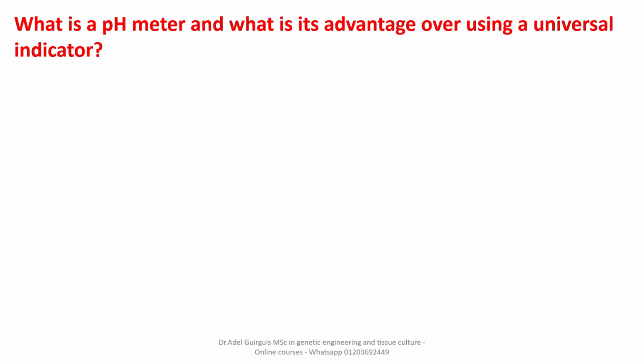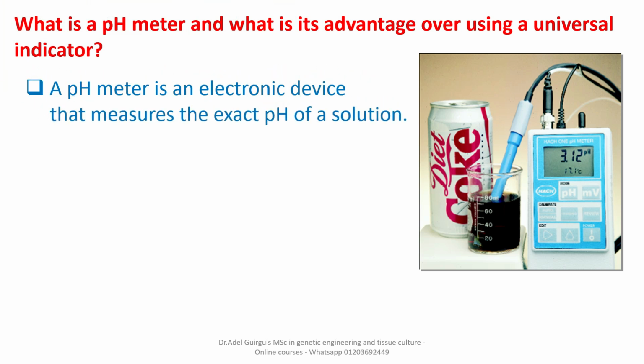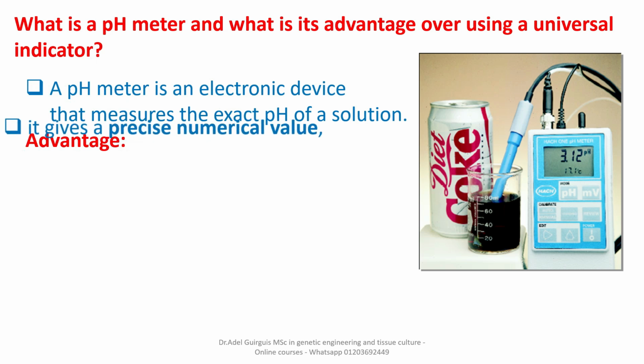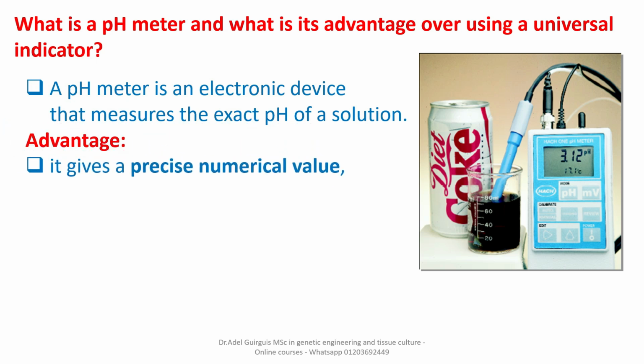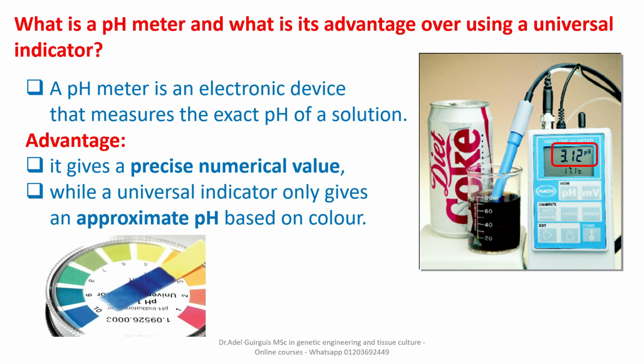What is a pH meter and what is its advantage over using universal indicator? A pH meter is an electronic device like this one. It is used to measure the exact pH of a solution like Coca-Cola, for example. The exact pH is numerical. Its advantage over universal indicator is that it gives a precise numerical value, like in this figure, pH 3.12 to 2 decimal points, while the universal indicator only gives an approximate pH based on color change.